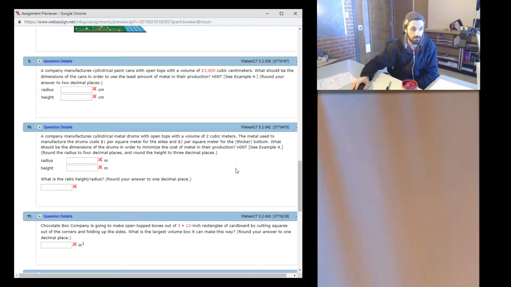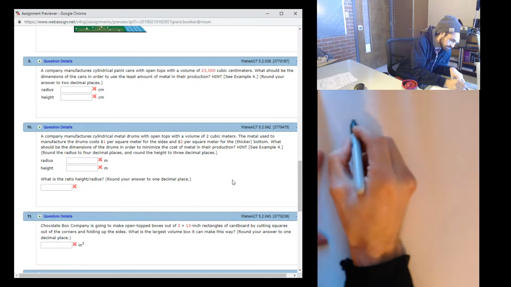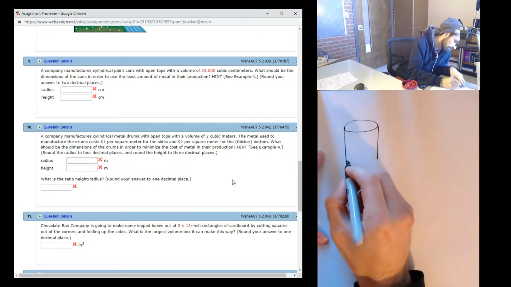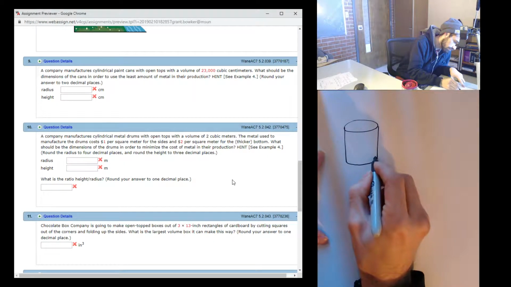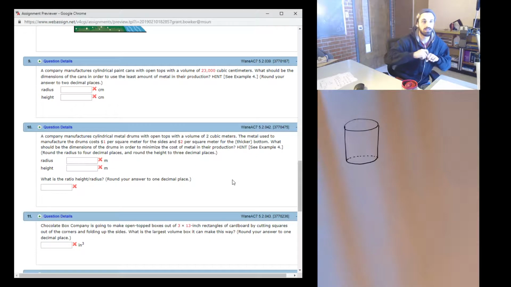A company manufactures cylindrical metal drums with open tops with a volume of 2 cubic meters. All right, so let's draw a picture. Manufactures cylindrical metal drums. All right, so there's my metal drum. And we're told this has a volume of 2 cubic meters.